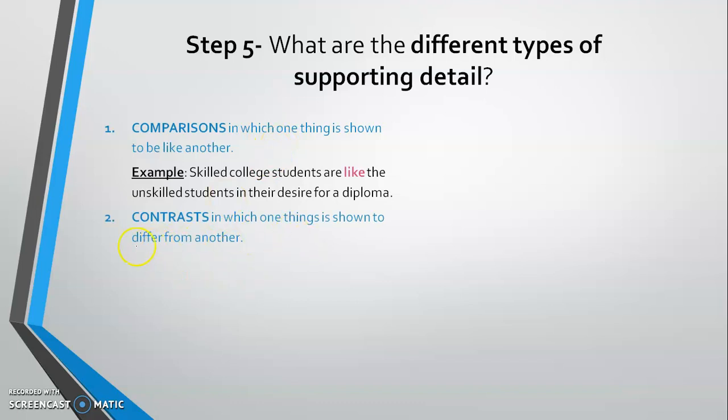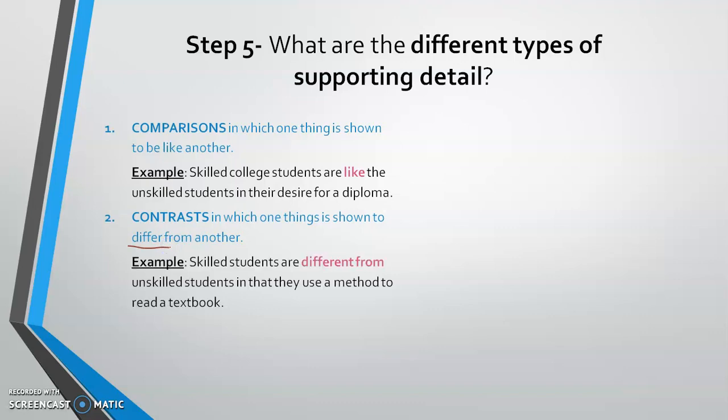Contrasts. Two things that are different are put together in one sentence. Skilled students are different from unskilled students in that they use a method to read a textbook. 3. Statistics.